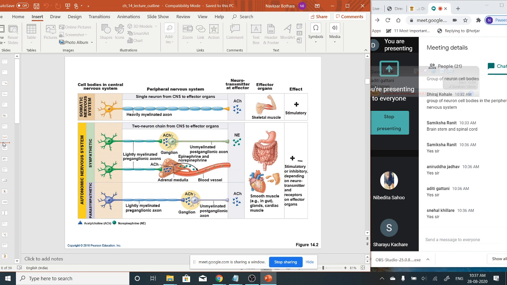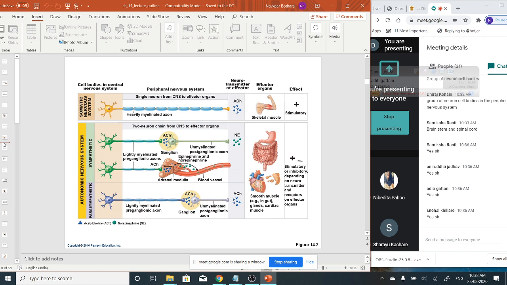The cell bodies are where? They are outside the CNS. This is a unique case. This is an exceptional case, that is adrenal medulla, where the adrenal medulla itself behaves as a ganglia. It's not a group of cell bodies. It is a gland. So in that case it behaves as a ganglia; otherwise we would not have called it a ganglia.